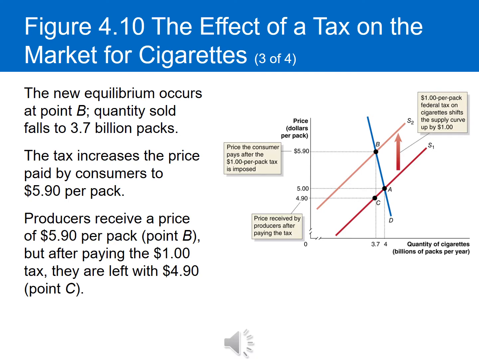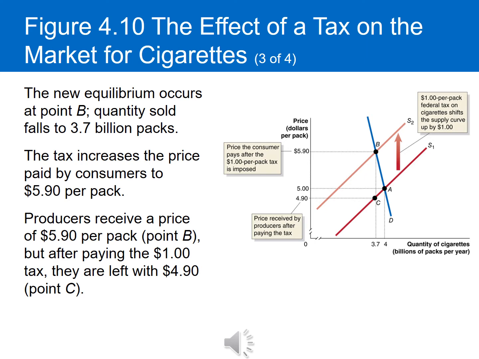A new equilibrium point is going to be at point B. So the quantity sold is going to fall to 3.7 billion packs. And the tax is going to cause the price that is paid by consumers to increase to $5.90 per pack.